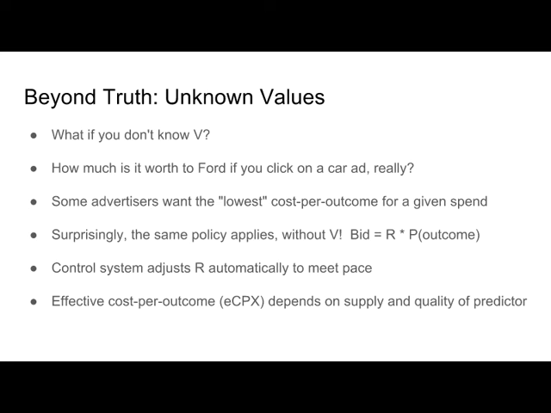So the control system adjusts R to hit your pace, which is the only thing you've told me. You didn't tell me how many you want. You just told me how much you're going to spend. Well, this is how much you're going to get, right? And so here, the effective cost per outcome, the ECPX, X being outcome, will depend, again, on the supply and the quality of the predictor, right?